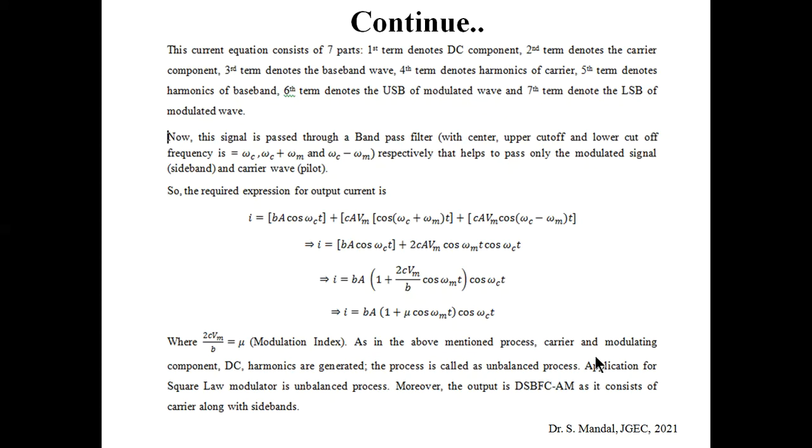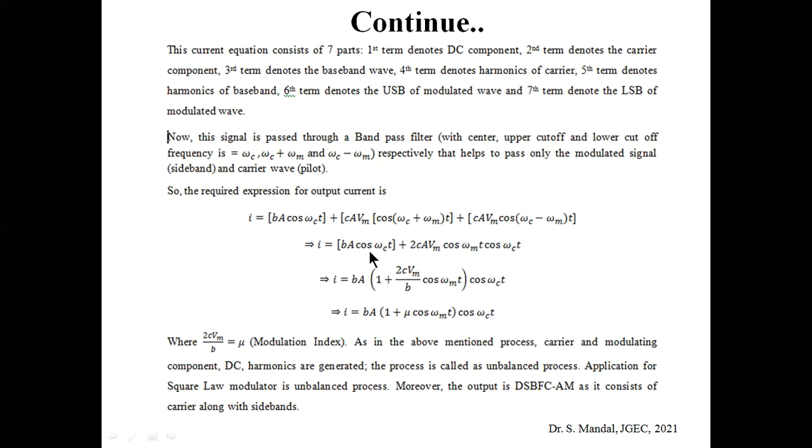So what is the significance of the term square law? Square law means we consider only a second order polynomial to denote the nonlinear characteristic of the diode: a + bv + cv². That's why we call it a square law modulator. The corresponding output of the square law modulator is obviously DSBFC, because there is a term for cos ωc. Clear?